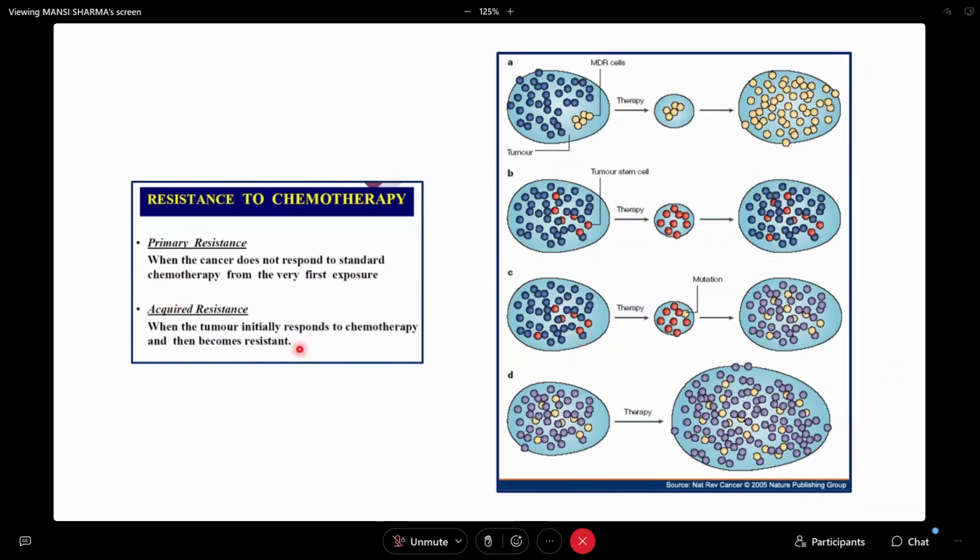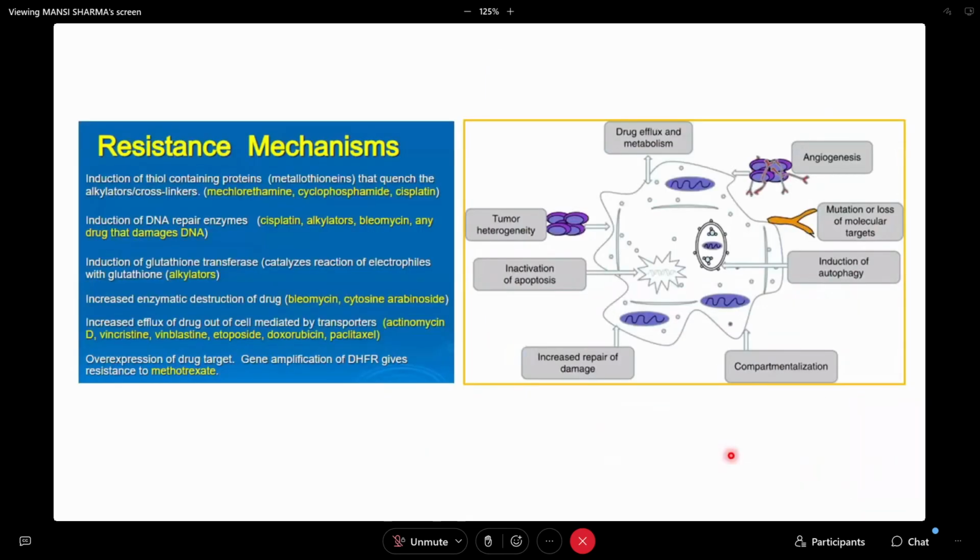Then there is acquired resistance, when the tumor initially responds to chemotherapy and then becomes resistant by acquiring mutations. This is diagram number C and diagram number D. So these resistant tumor cells, when you give the same drug or other drugs which again they are resistant to, that leads to no response and subsequently worsening of the tumor or progression. In short, this slide, there's a pictorial representation also.